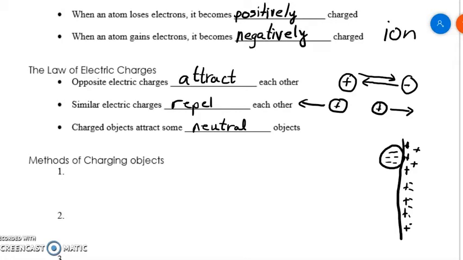Okay, this is an example of charging that we're going to get to right away. So you can charge objects three different ways. The first one is friction.